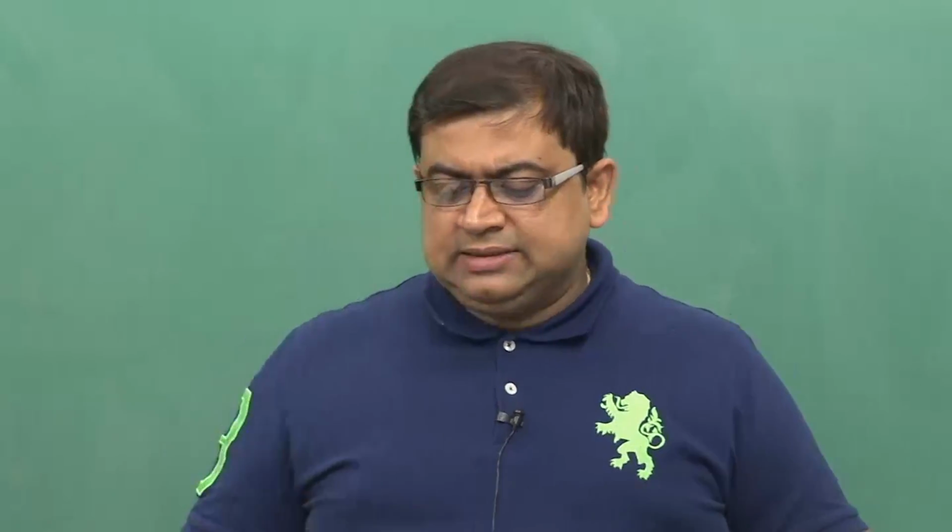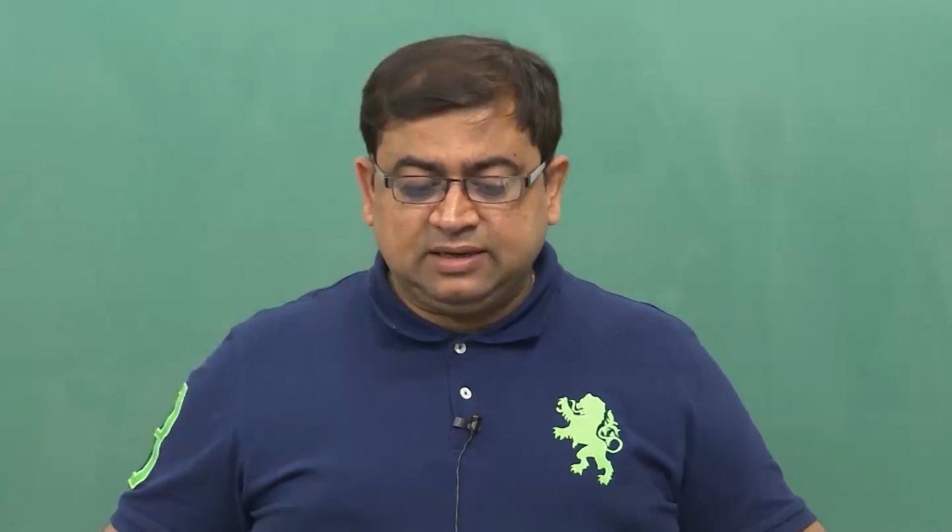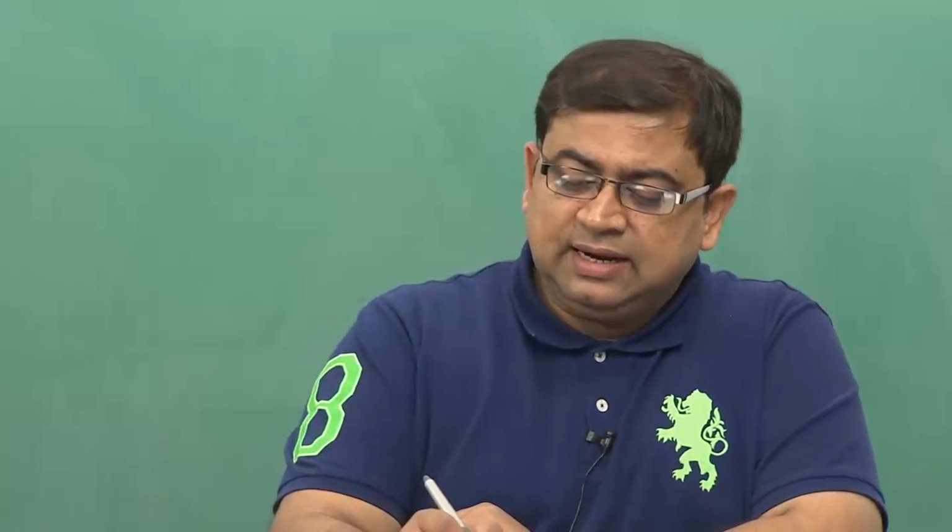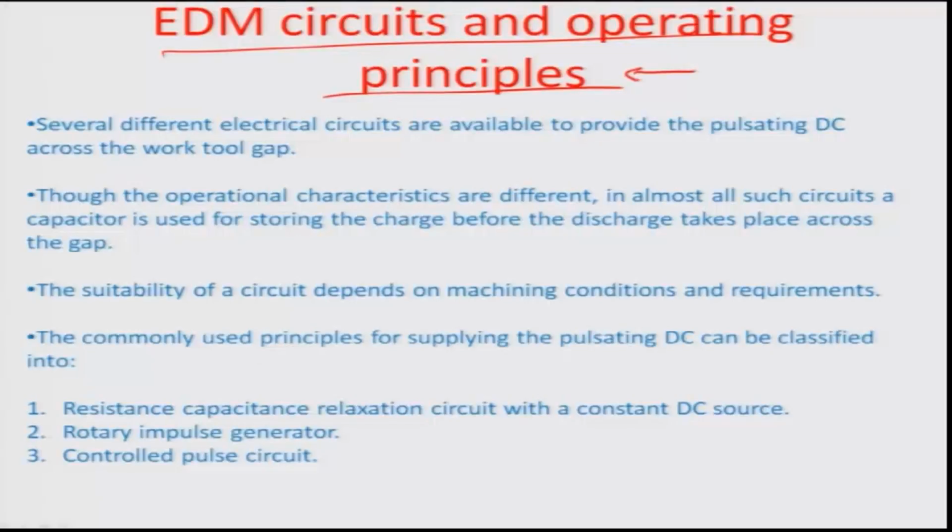And so, let us look at some of these basic EDM circuits and operating principles, where we could even have these circuits operated at some parameters where material removal rate is very easy to find out based on the capacitance or the spark energy that is delivered. Several different electrical circuits are available to provide this pulsating DC across the work-tool gap.